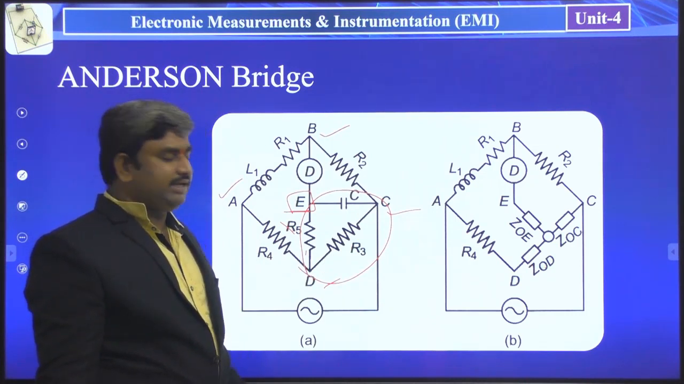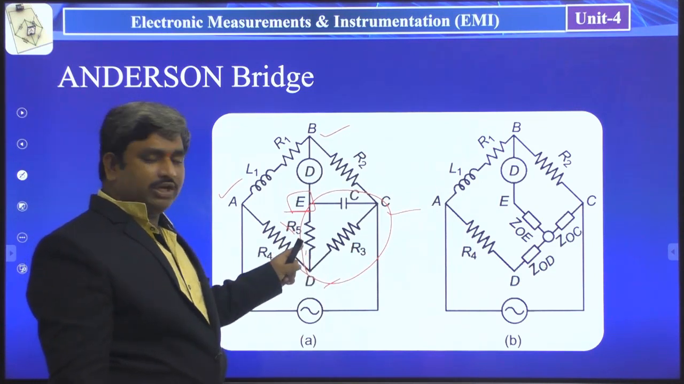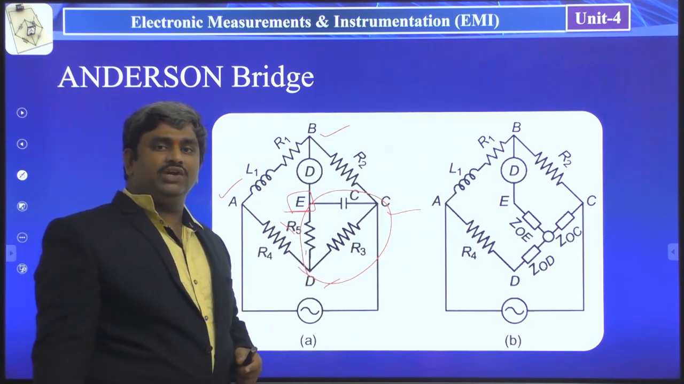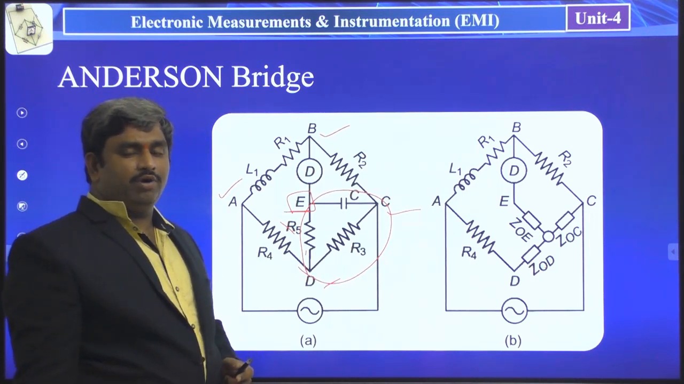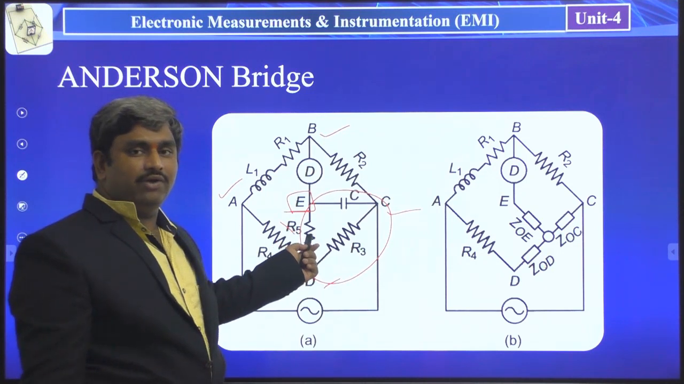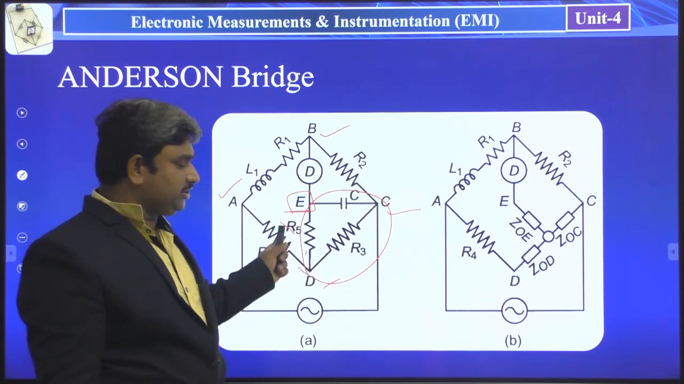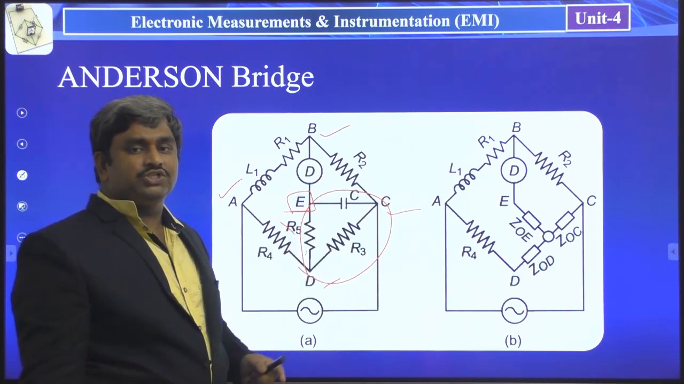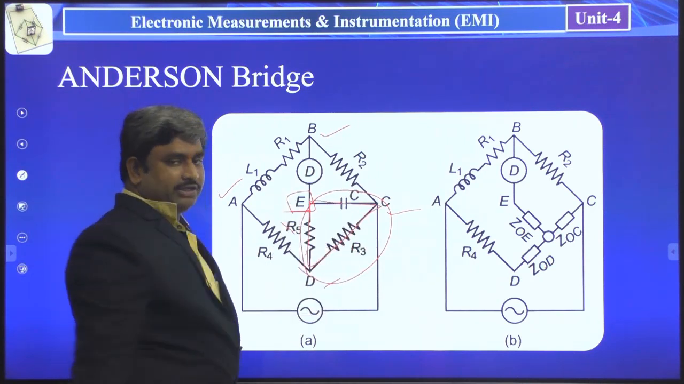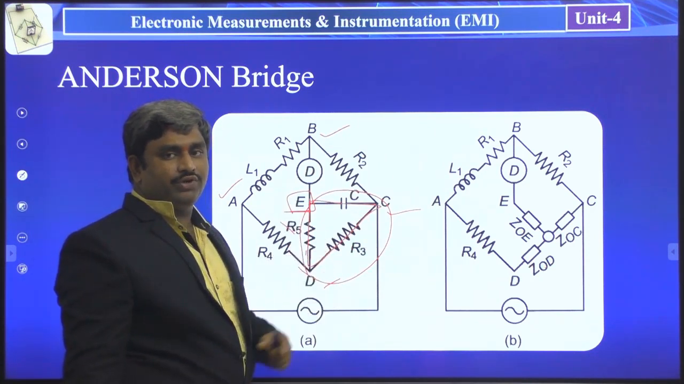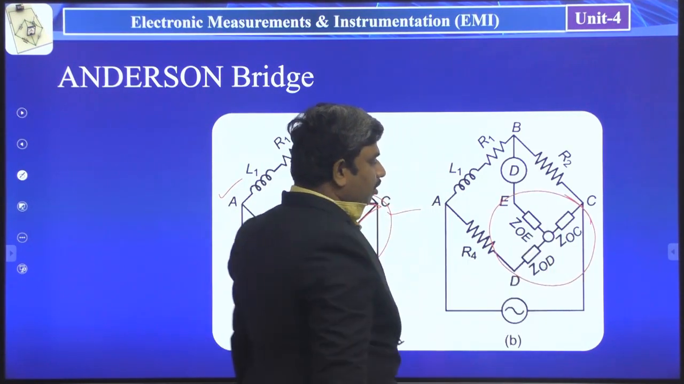See here, this is the new concept. It seems to be like a delta structure. If the structure is like this, we cannot identify the bridge balancing condition properly. So for my comfort, I am converting this delta connection into the star type connection. After converting into the star type connection, I got it like this.